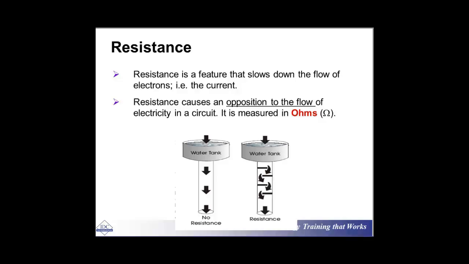So resistance is a feature that slows down the flow of electrons, and resistance causes an opposition to the flow of electricity. Who in this class knows the equation or the formula for electric resistance? If someone asks you, hey, could you give me some very simple equation that comes from high school physics? Ohm's law is one of them. Excellent. So Ohm's law is V equals R times I. Okay. So it shows that R, I and V are connected like this.